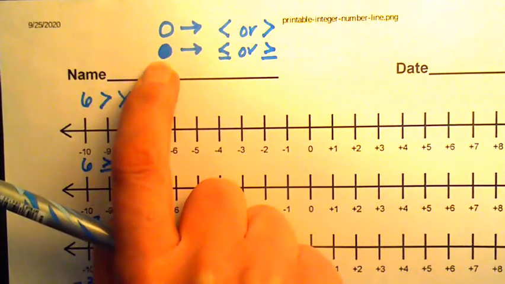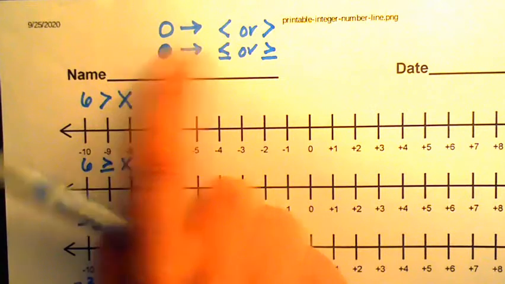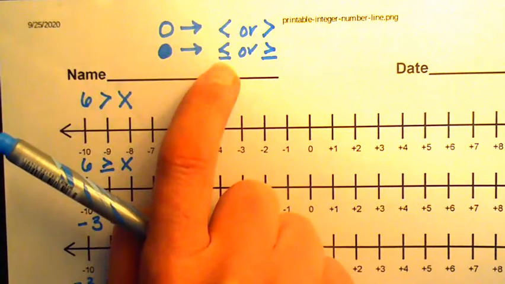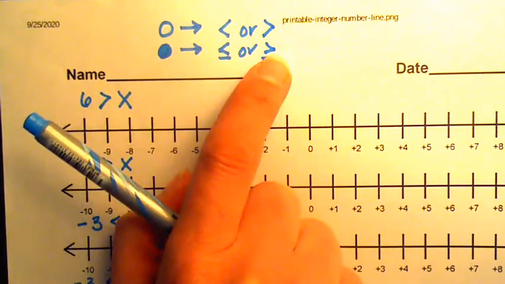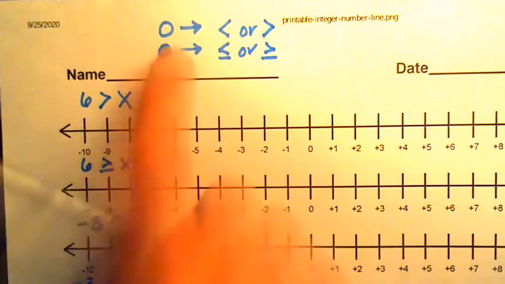If it's a closed dot or colored in, that means that it's less than or equal to or greater than or equal to. So it includes that number. You're including it in that part.